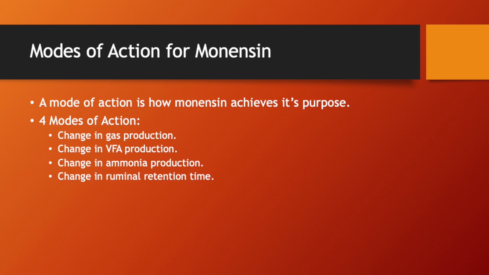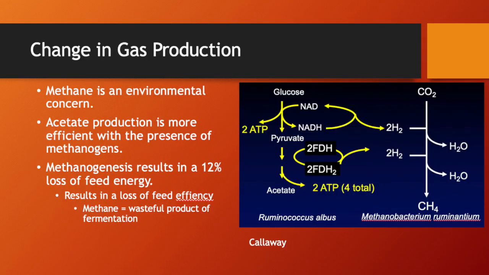Monensin has several modes of action. A mode of action is how Monensin goes about achieving its purpose. Four of these that I'll talk about are the change in gas production, change in VFA production, change in ammonia production, and the change in ruminal retention time. Change in gas production. Methane is an environmental concern. It's been brought about in new legislation such as the Green New Deal.